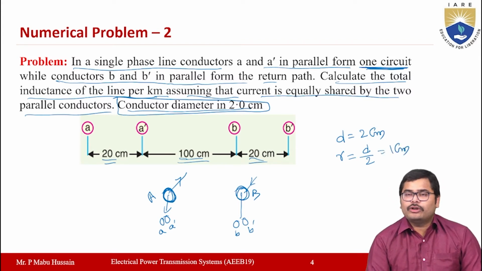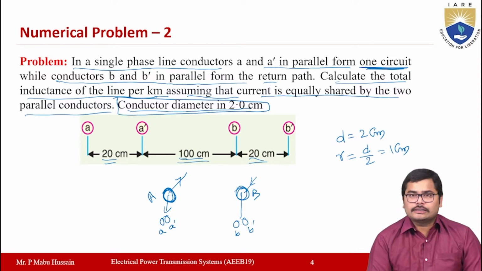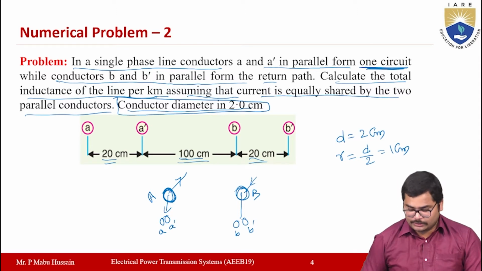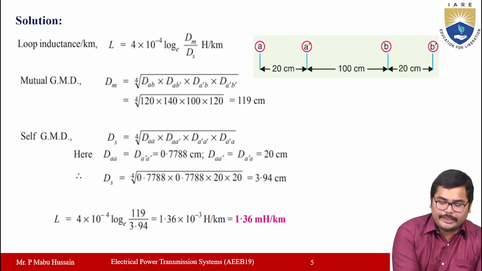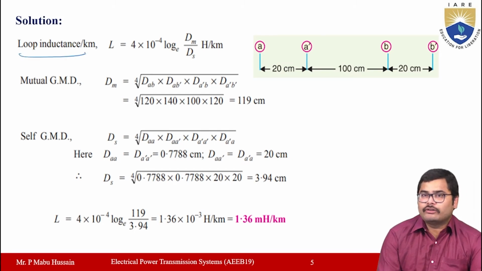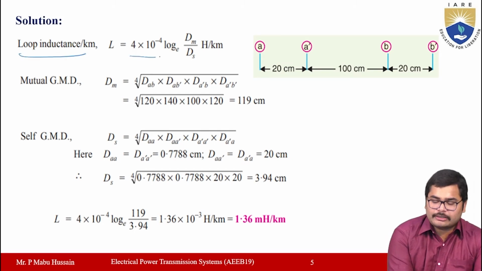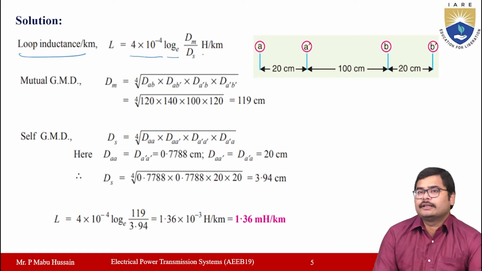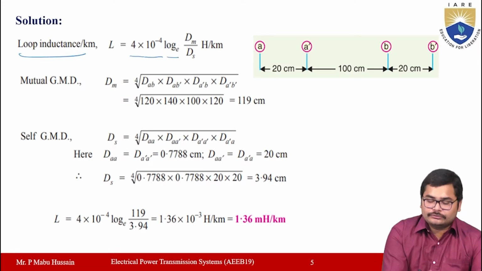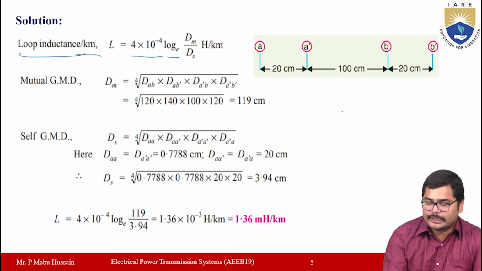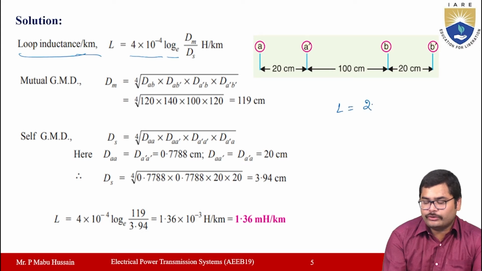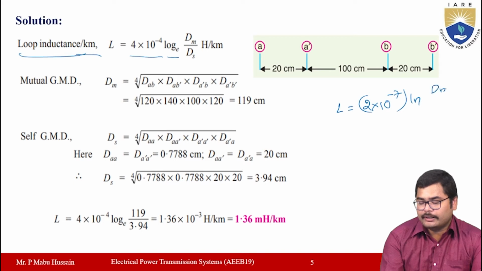Okay, so this problem you have to calculate using the self GMD and mutual GMD method. To calculate the inductance, the equation for loop inductance per kilometer will be equal to 4 into 10 power minus 7 ln Dm by Ds. Okay, so this is per kilometer. Generally the equation for loop inductance will be L is equal to 2 into 10 power minus 7 ln Dm by Ds henries per meter.